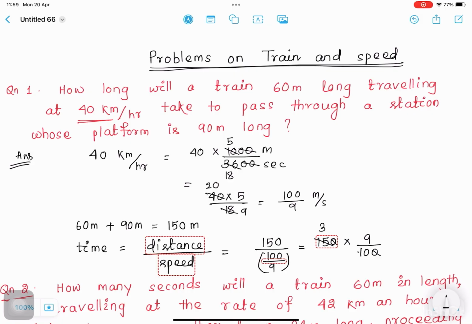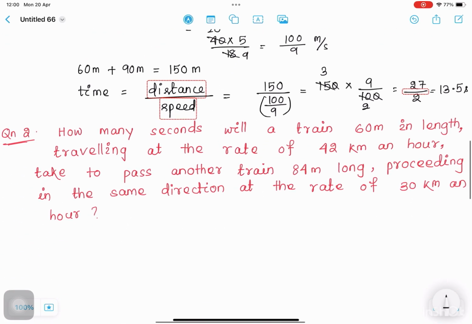Zeros cancelled. So you have to remember, if it is crossing an electric pole, that means only the train length, you have to take as the distance. But for a platform, you have to take train length plus the platform length. So that is the thing you have to remember.